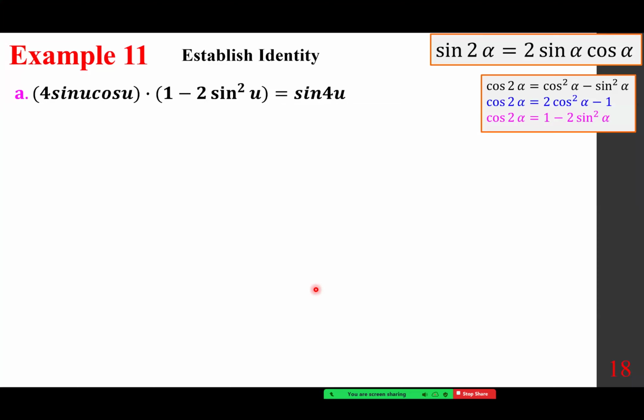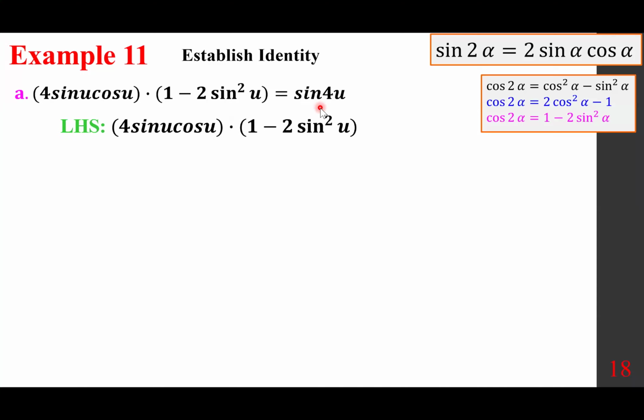All right, we're going to establish the identity that 4 sine u cosine u times 1 minus 2 sine squared u is sine of 4u. So we start with one side. In this case, the more complicated side is the left-hand side. Now, never mind the 4, you know 2 sine u cosine u would be sine of 2u, according to this one. So think about 4 as 2 times 2.